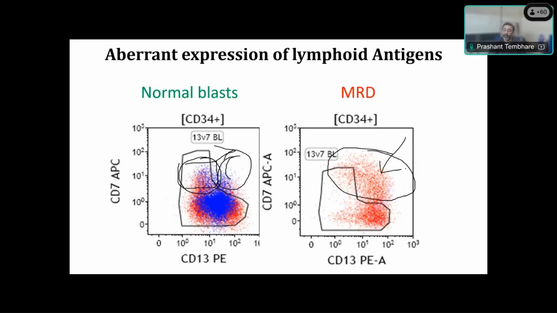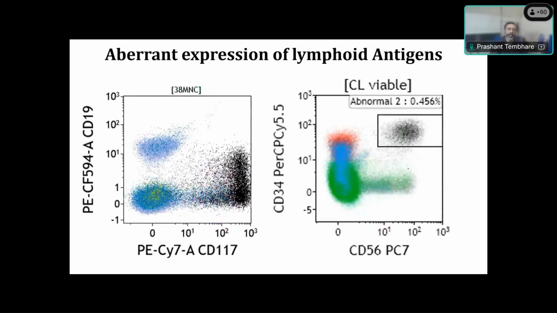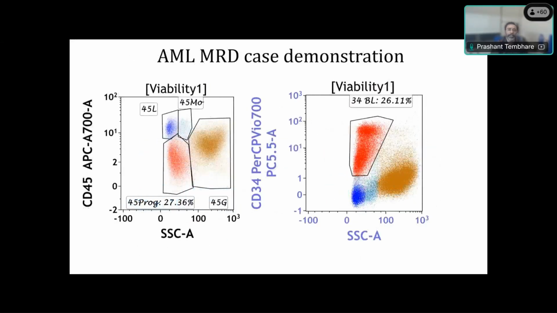So aberrant expression of CD7. Then aberrant expression of CD19 or bright expression of CD56, not weak. Remember, normally you can also have weak expression up to here of CD56. So a strong, homogeneous expression of CD56 is abnormal. Aberrant expression of CD19 is abnormal.